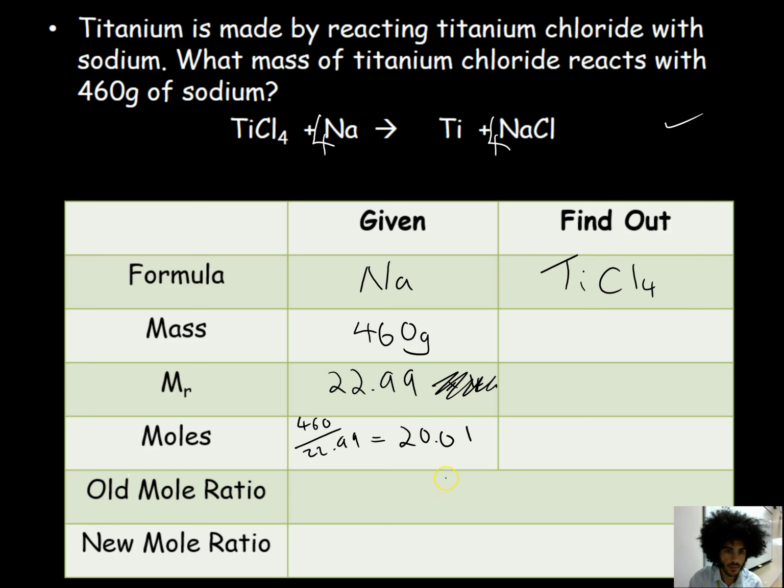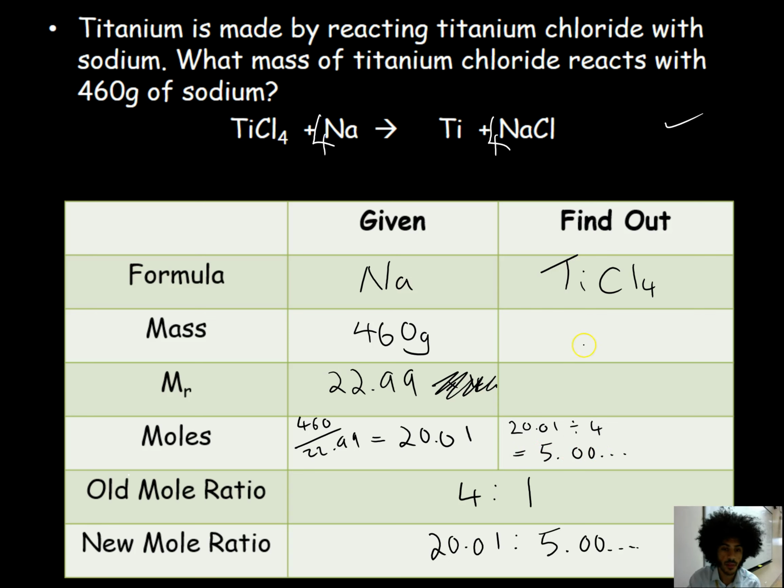Now let's work out the mole ratio. I can see that for every 4 moles of sodium, it reacts with 1 mole of titanium chloride. So my ratio now is 4 to 1. But I don't have 4 moles, I've got 20.01 moles. So how do I get to the mole count here? Well, to go from 4 to 1, you have to divide by 4. So in this case, I also need to divide by 4. So 20.01 divided by 4 gives me 5.00.